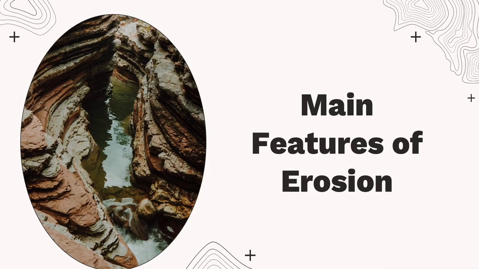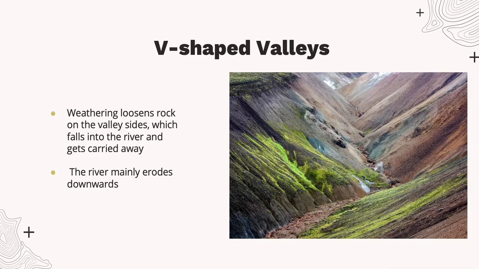Okay, so now that we've reviewed erosion, let's get into the main features of erosion. So, the first main feature of erosion is the V-shaped valleys. There's often weathering of loose rock on the valley sides, which falls into the river and gets carried away. The river mainly erodes downwards, and they're very narrow and steep and form a V shape, like you can see in the right-hand photo. These are often found in mountainous areas like Colorado.